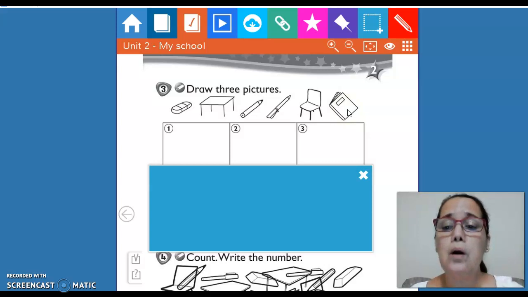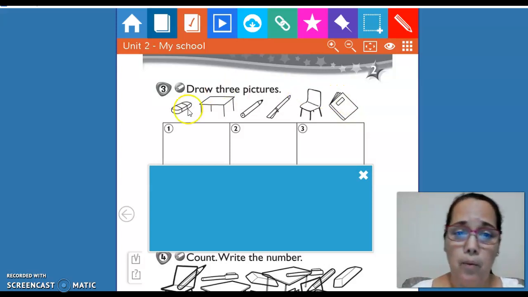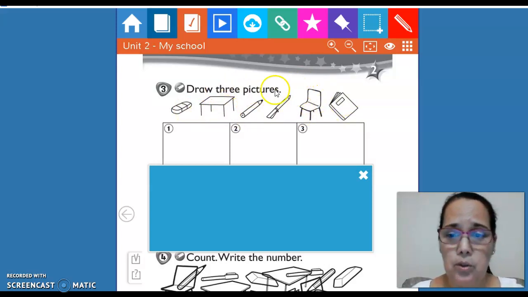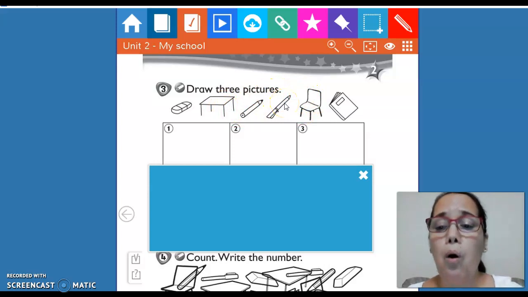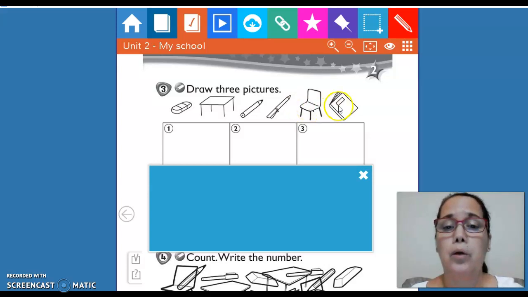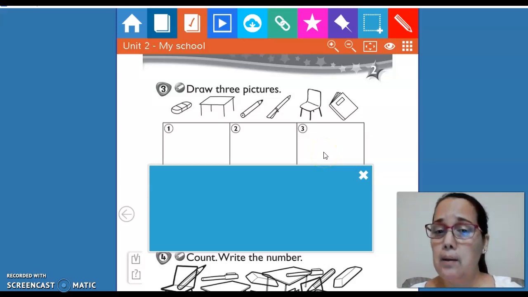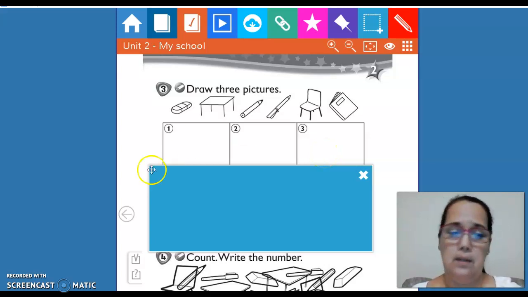Good. You are going to choose from these pictures. You are going to choose only 3. Van a escoger. You are going to choose from these pictures 3. And you are going to draw 1 here, 1 here, and 1 here. Okay? Begin.